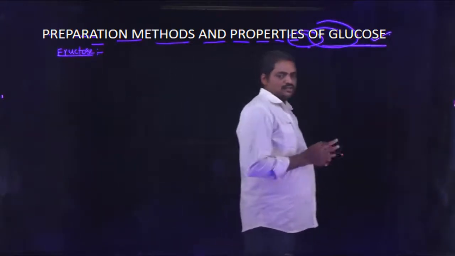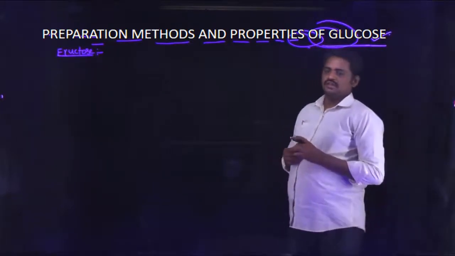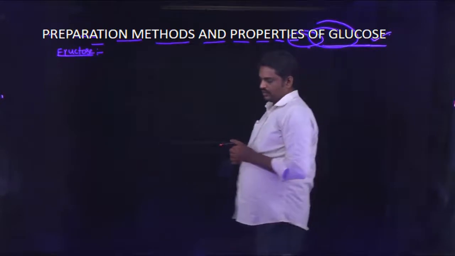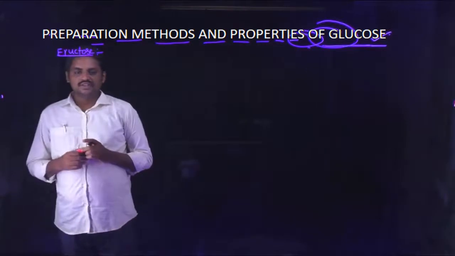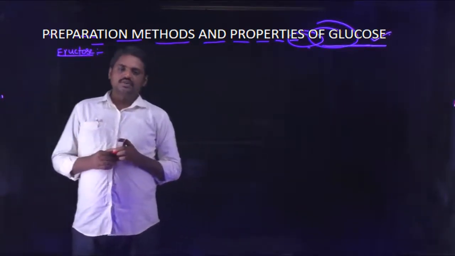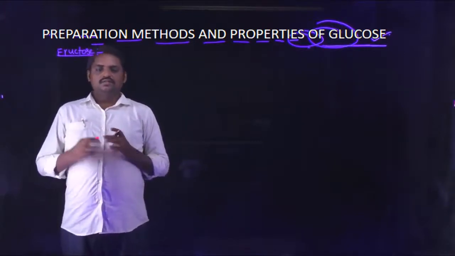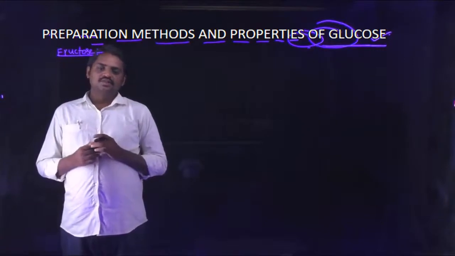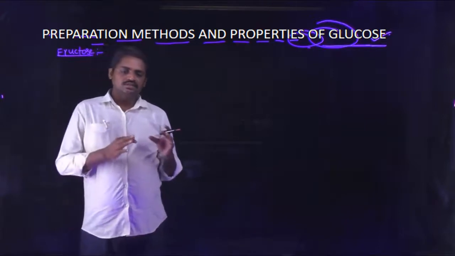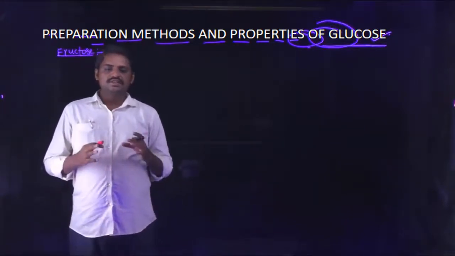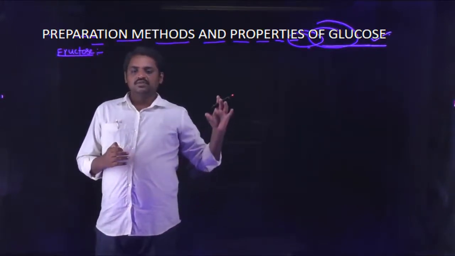Fructose is also one of the monosaccharides. This molecule is a reducing sugar. This molecule exhibits mutarotation. Why is this molecule known as a reducing sugar? This molecule reacts with different types of reagents like Tollens reagent and Fehling's reagent to produce positive results.